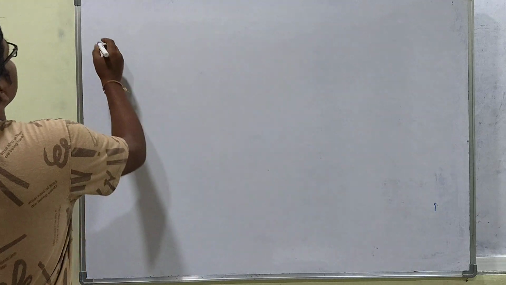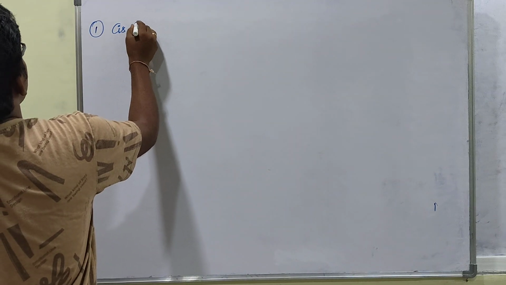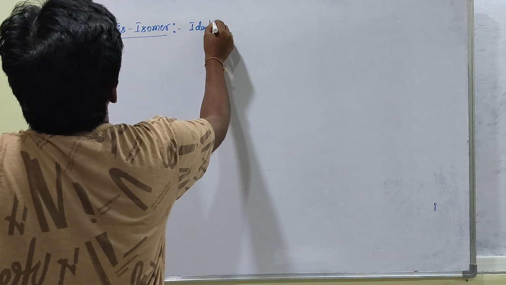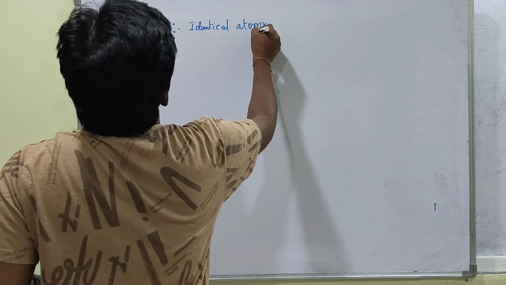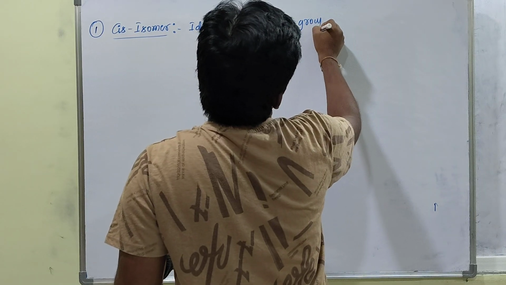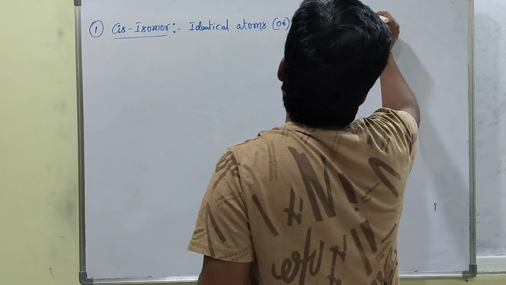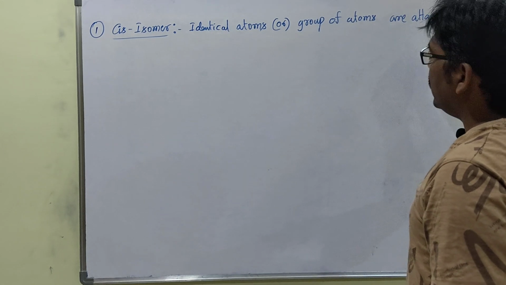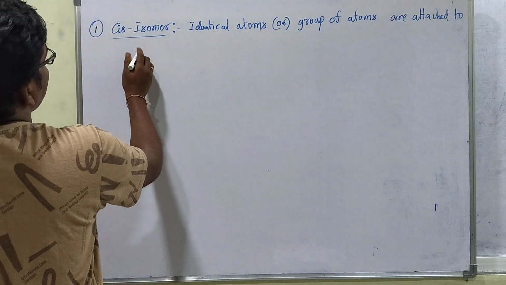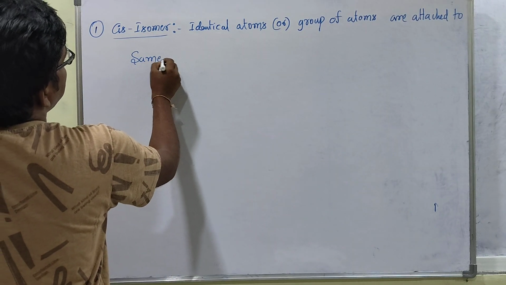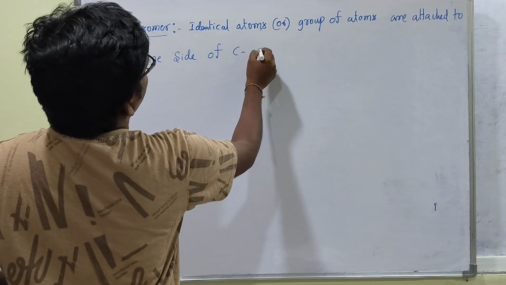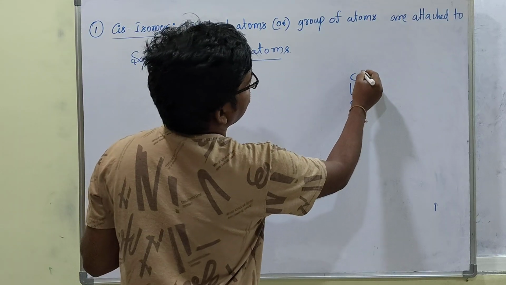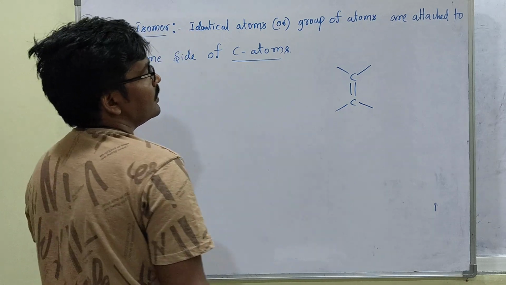Sir, first, cis-isomer. Cis-isomer means what? Cis-isomer means identical atoms or group of atoms are attached to the same side of the carbon atom. Same side of carbon atom. For example, carbon atoms, C double bond C. Identical groups, for example, sir, A.